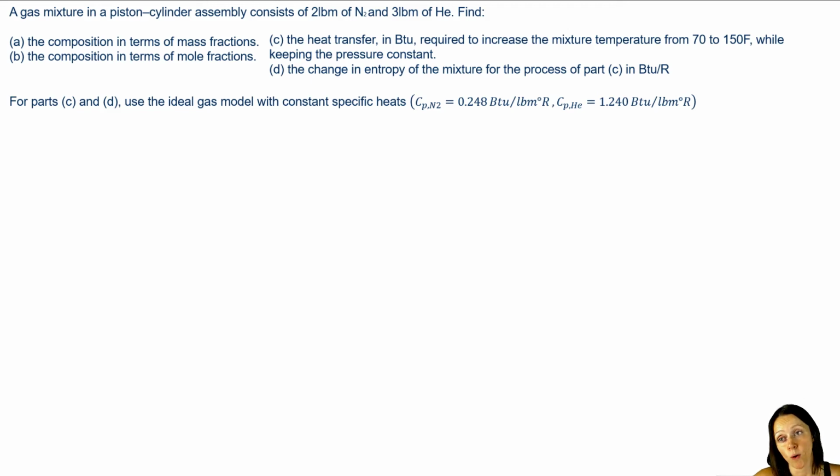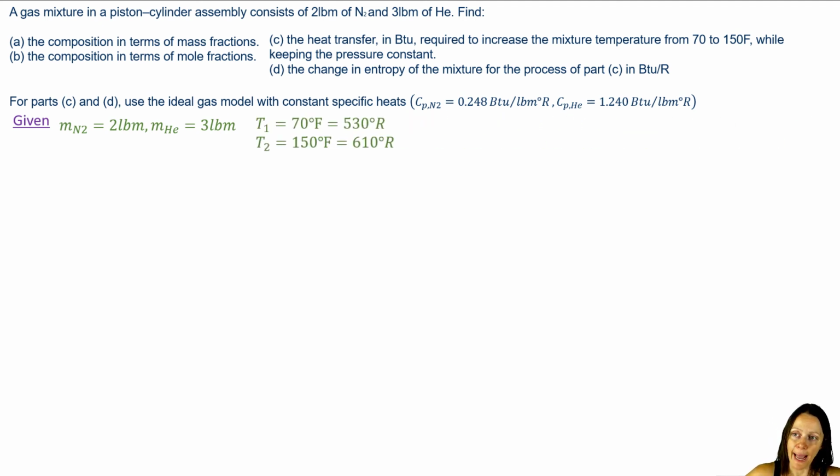In this segment we're going to work a problem where we've got a gas mixture in a closed system with constant composition. So here we go. We've got a gas mixture in a piston cylinder assembly. We're given the mass of each of those components, and I'm asked to find, part C and D are asking us to find the heat transfer and the change in entropy if the temperature increases from 70 degrees Fahrenheit to 150 and the pressure is held constant.